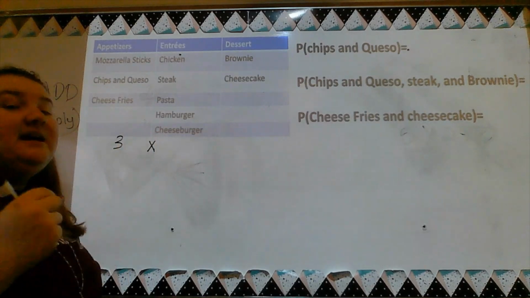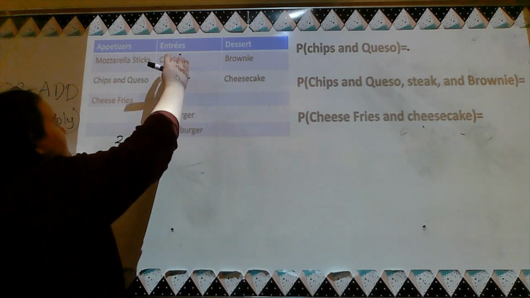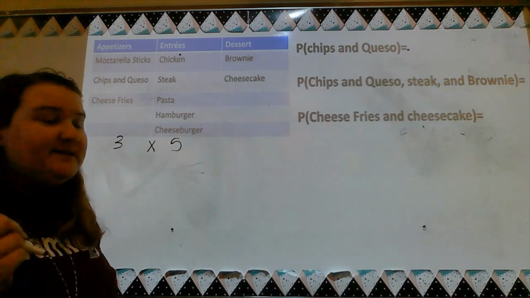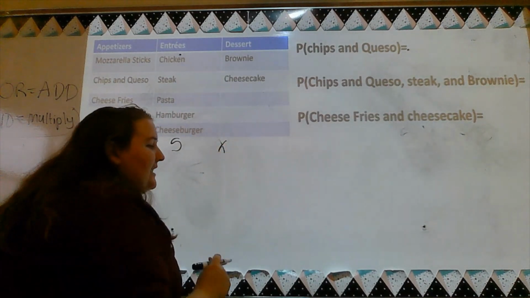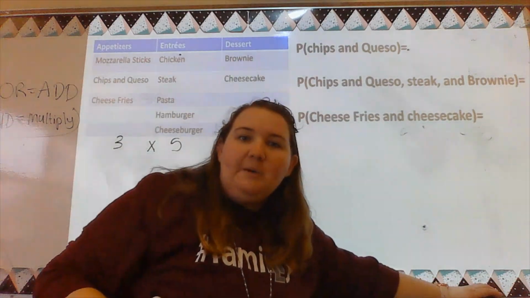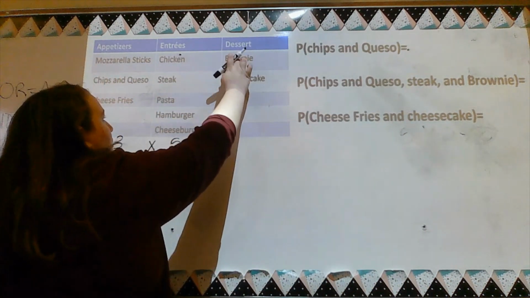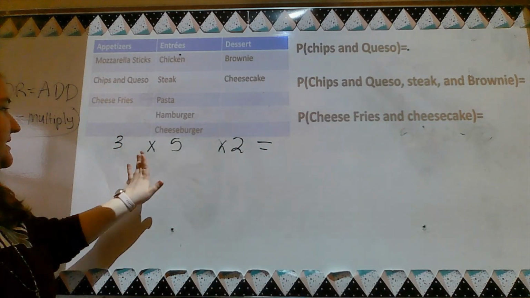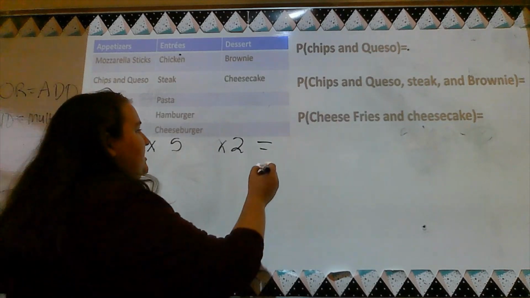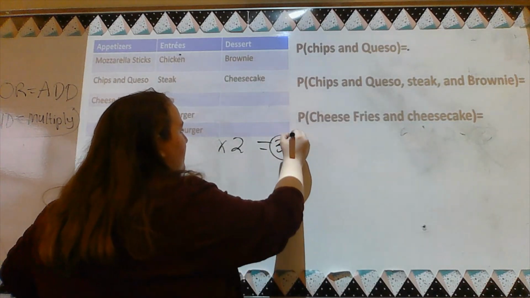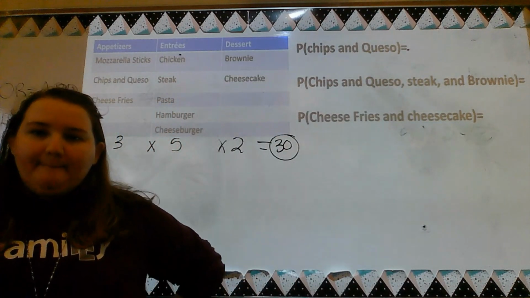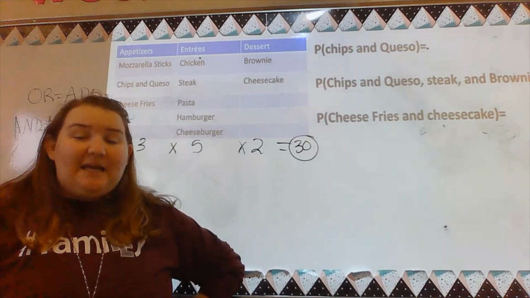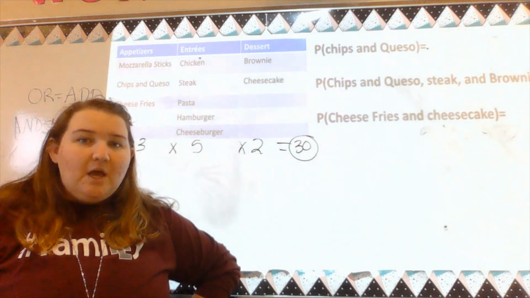I'm going to get a main course. There's 1, 2, 3, 4, 5 options for the main course. And I get a dessert, okay? How many options are there for the dessert? There is 1, 2. So I'm going to multiply 3 times 5 times 2, which is 30 possible outcomes. Okay, now I'm going to draw a tree to represent my possible outcomes.